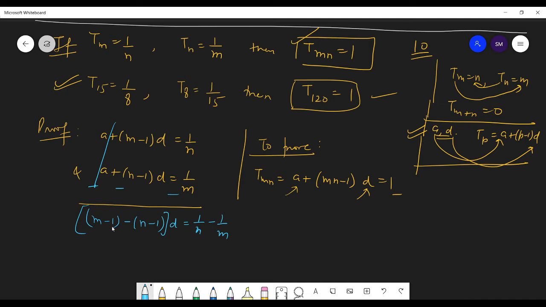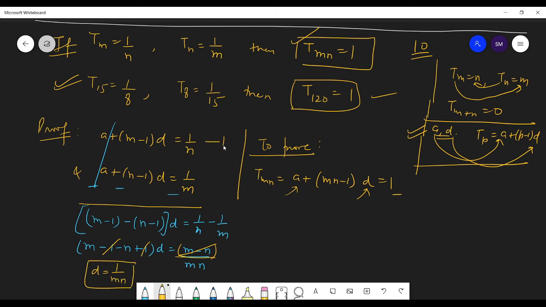And what do you get from here, students? (M minus 1 minus N plus 1) into D is equal to (M minus N) upon M into N. Yes? So 1 cancels out. So what are you left with? M minus N, and here also you have M minus 1. So dividing both sides by M minus N, M minus N will also cancel out, right? So what do you get as D? D is equal to 1 by MN. Yes, that's your D.